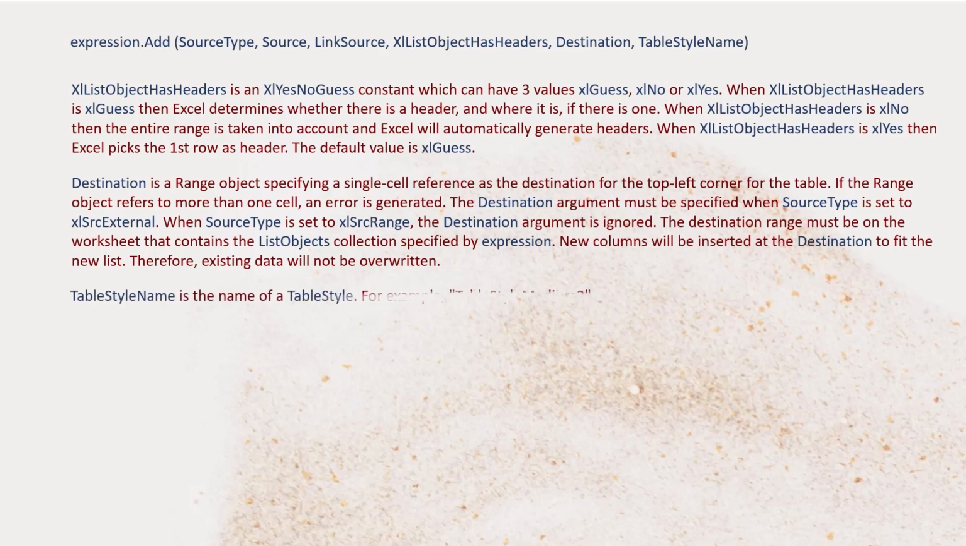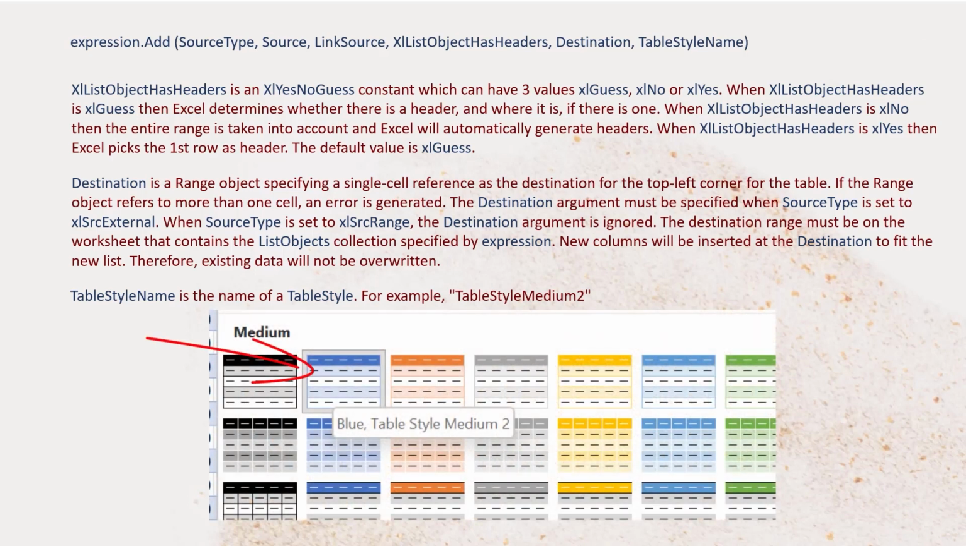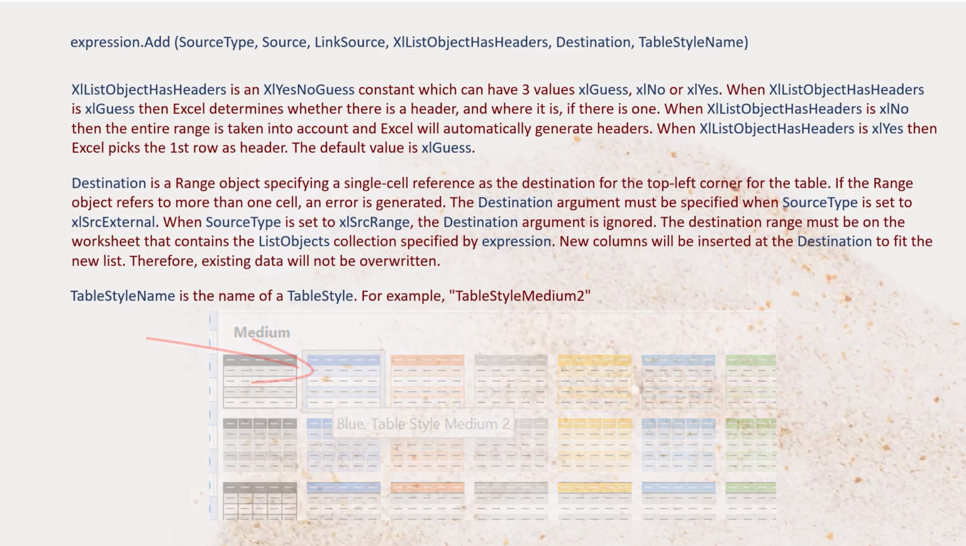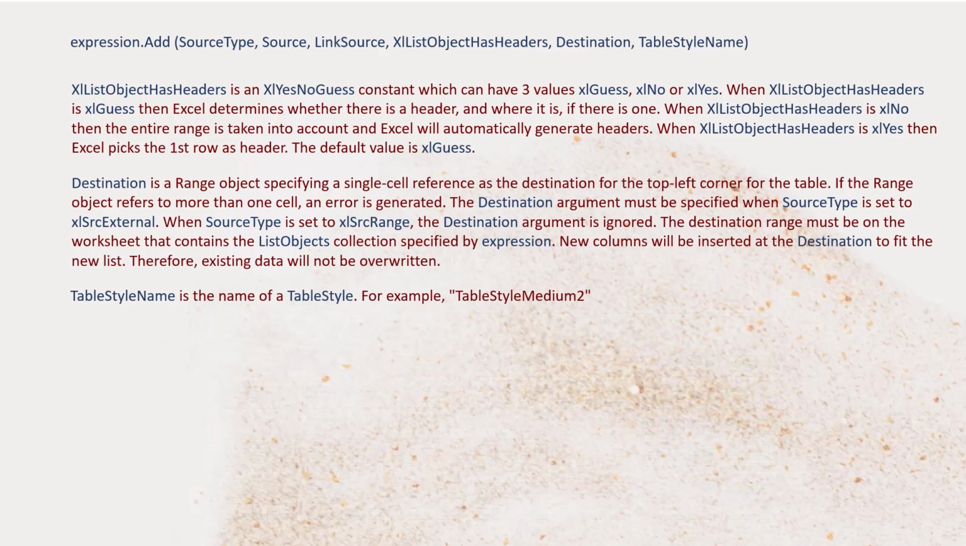TableStyleName is the name of a table style, for example, TableStyleMedium2. Later in this video, I will show you a neat trick on how to find the name of a particular table style. For the time being, while creating a table, we will use TableStyleMedium2, which is this style. So let's go back and understand what the code is doing.